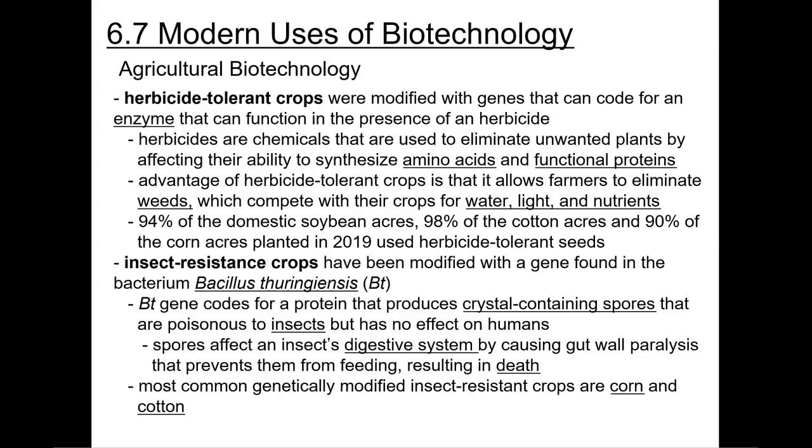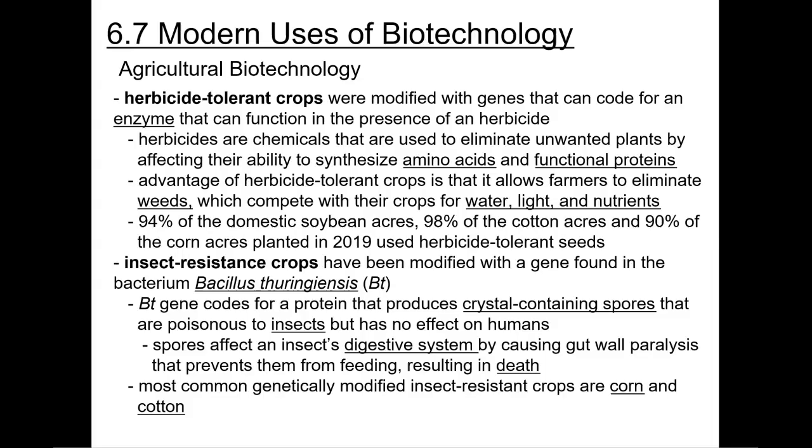Herbicide-tolerant crops are going to be modified with genes that code for an enzyme that can function in the presence of that herbicide. So that's how it's going to work. Herbicides are going to be chemicals, like I said, that are used to eliminate unwanted plants by affecting their ability to synthesize or make amino acids and functional proteins. The advantage of the herbicide-tolerant crops is that it's going to allow farmers to eliminate weeds, which compete with the crops for things like water, light, and nutrients.